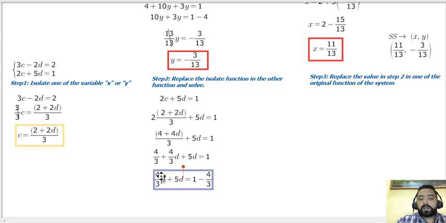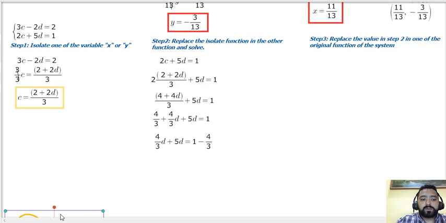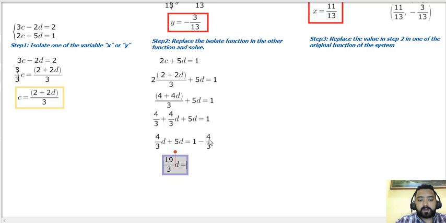Okay, so now you are going to add 4 over 3 d plus 5d. You are going to add these two, and remember, if you don't know how to add fractions, you can see the video in the description. So we're going to have 3 times 5, 15, plus 4, it's going to be 19d, or you can use a calculator, 19 over 3 d equals 3 times 1, 3, minus 4, negative 1 over 3.